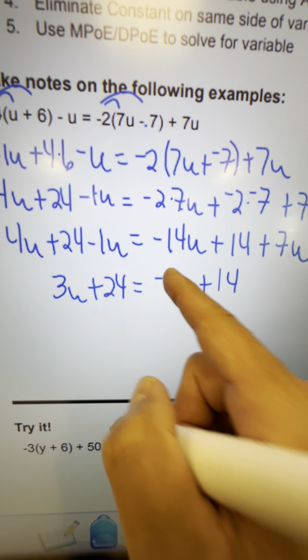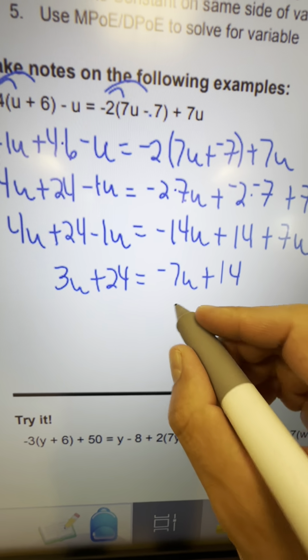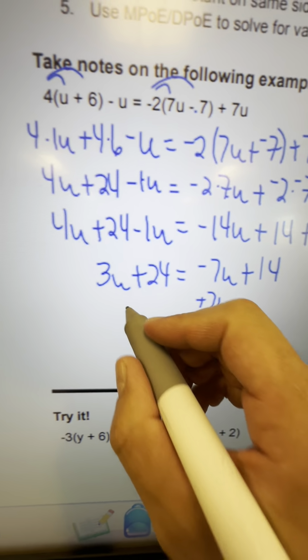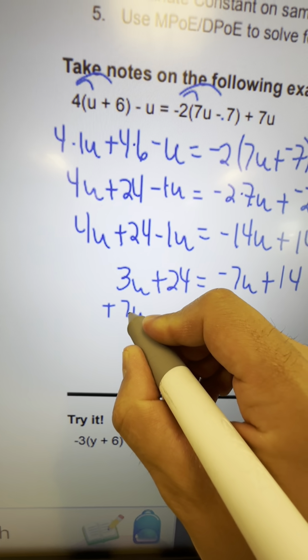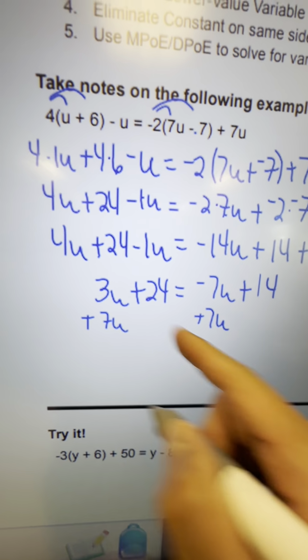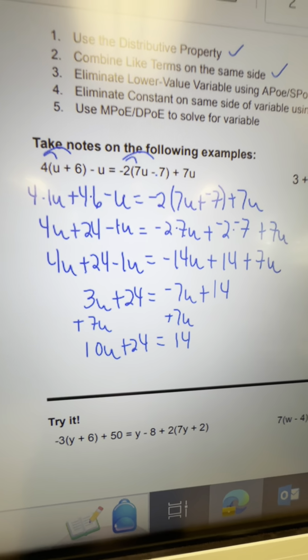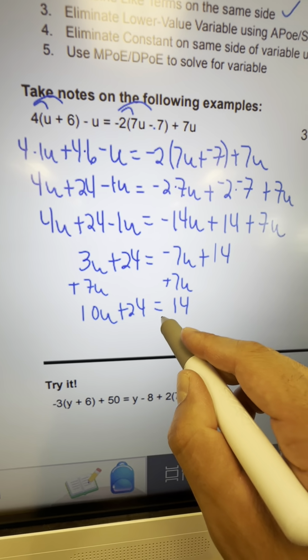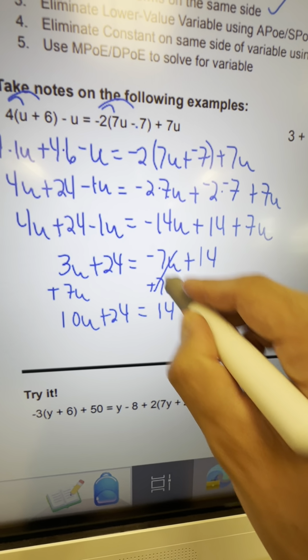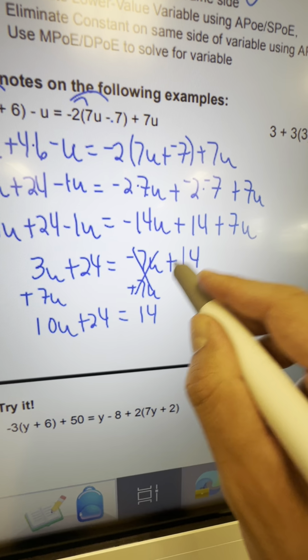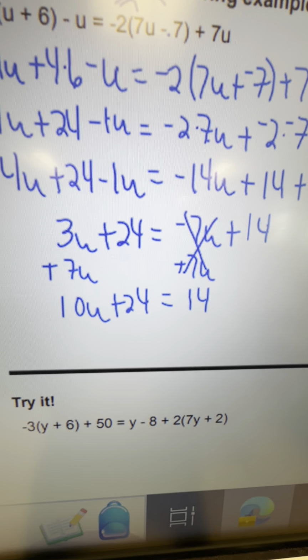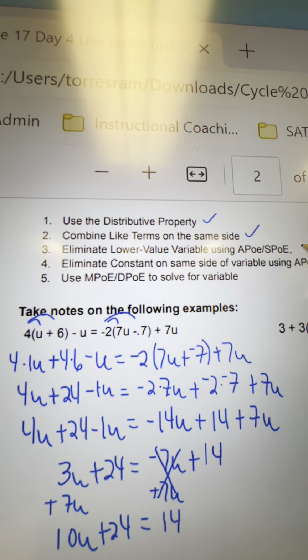And to eliminate the 7 negatives, I'm going to put 7 positives. So always do the opposite. In this case, I'm going to add 7u. And if I add 7u to this side, I have to add 7u to this side as well. This is called the addition property of equality. Then by simplifying, when you combine these, you get 10u plus 24 equals, when you combine this, that's a 0 pair. And then plus 14, I bring that down, so plus is positive, so I just put positive 14 there. And now step 3 is all set.